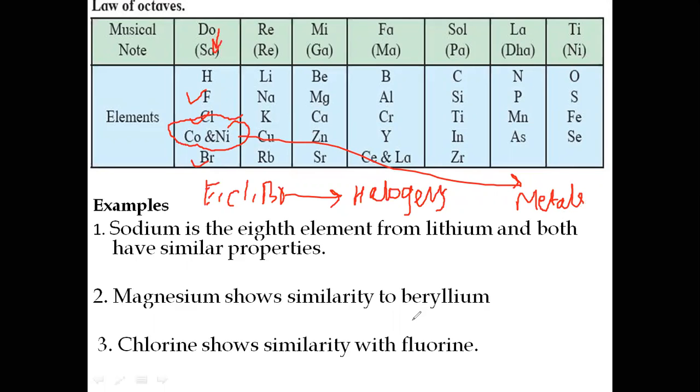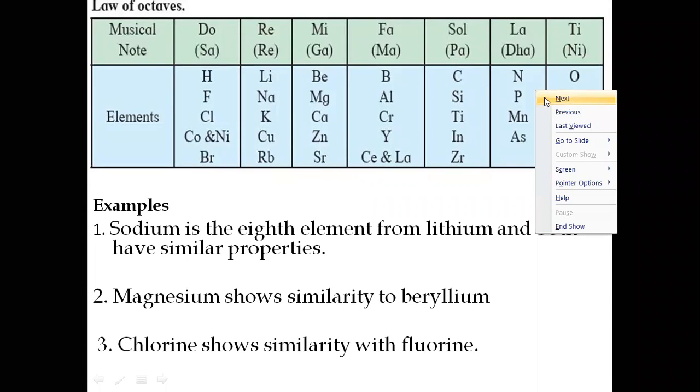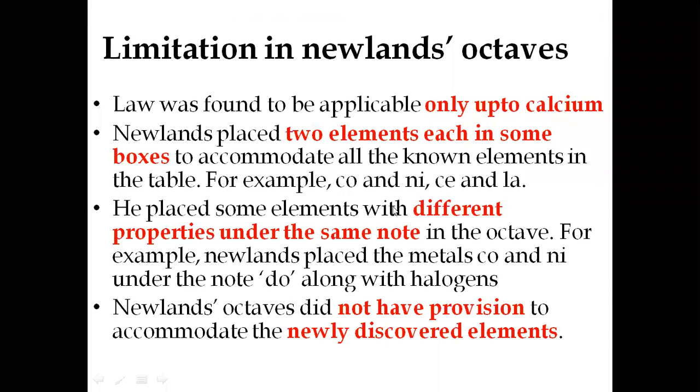And the fourth and last limitation was that in Newlands' table, there was no provision for newly discovered elements. If there had been new discoveries, then the newly discovered elements could not fit in this Newlands table, as there is no provision for newly discovered elements. So in this way, we had these four limitations.